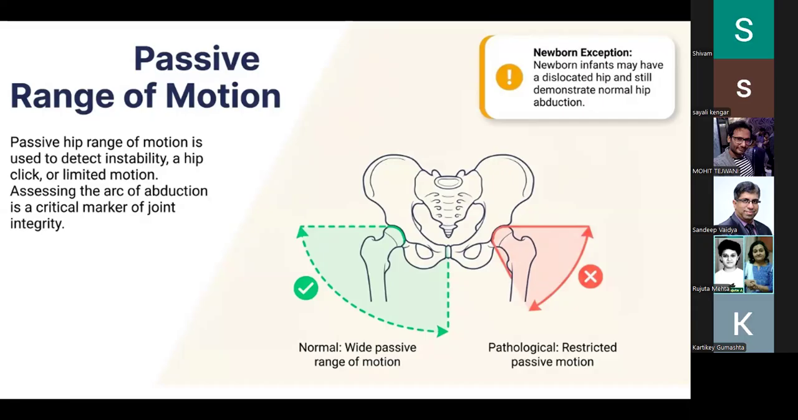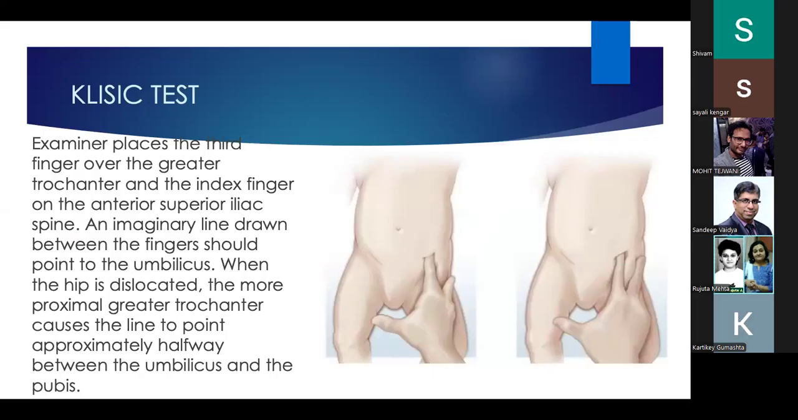Classic sign: the examiner places the third finger on the greater trochanter and the index finger on the ASIS. An imaginary line drawn between the fingers should point towards the umbilicus. When the hip is dislocated, the greater trochanter is proximal. This causes the line to point approximately halfway between the umbilicus and the pubis.